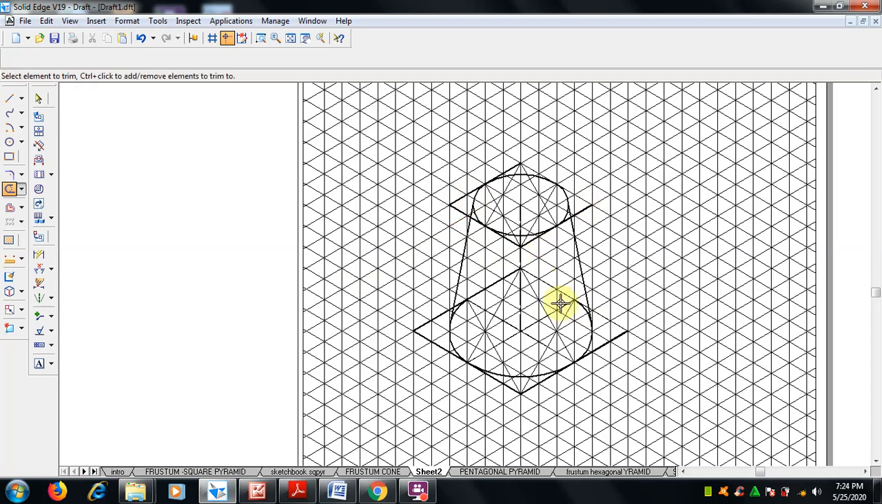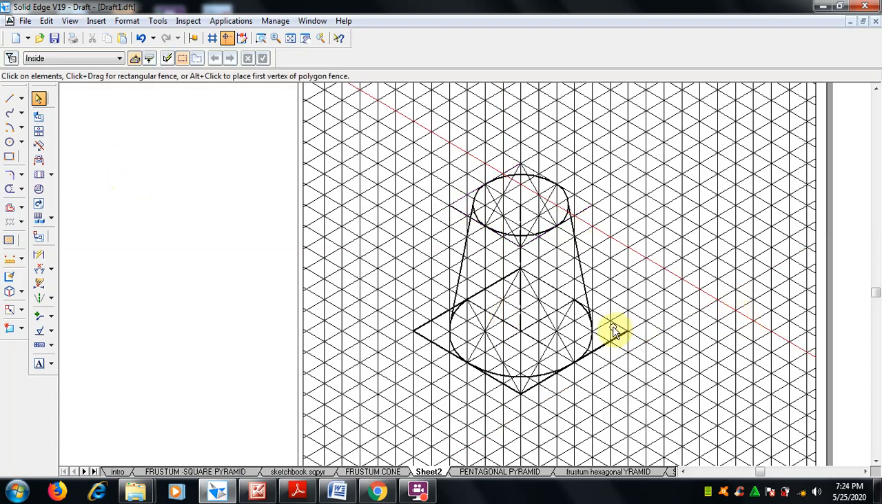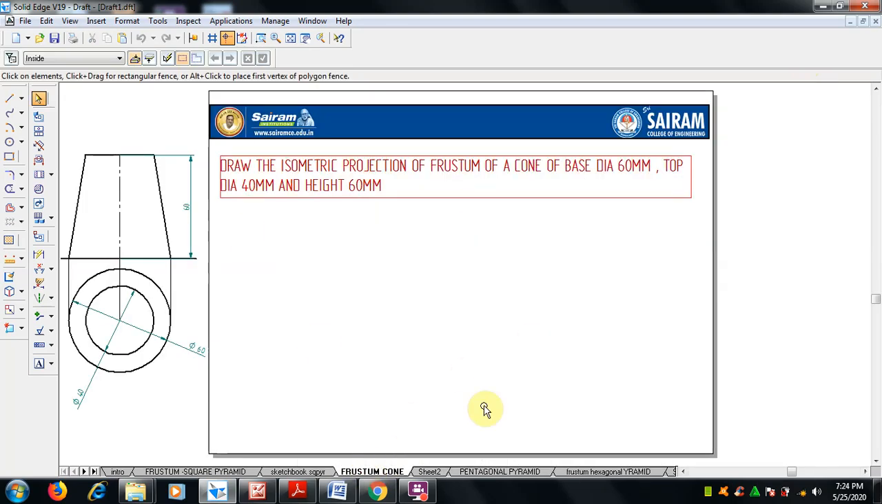Okay, I hope you have understood all the things. Okay, this is not needed, I'll delete this one. So now this is the frustum of the cone. Okay, so you can show it in the sketchbook like this, you will get it right. So how we have to draw it in the Solid Edge software.